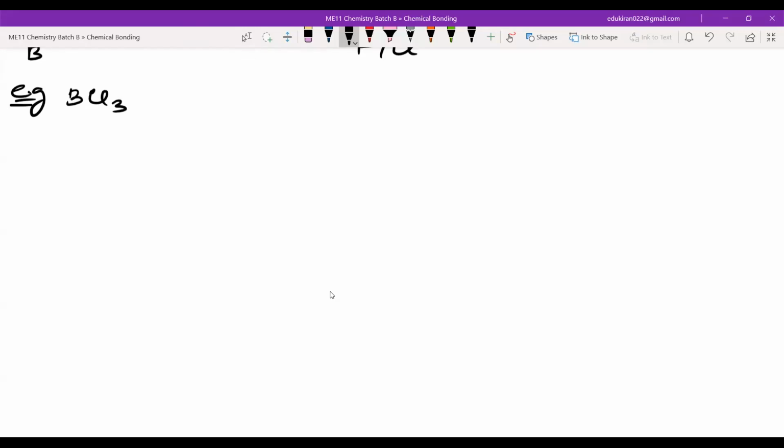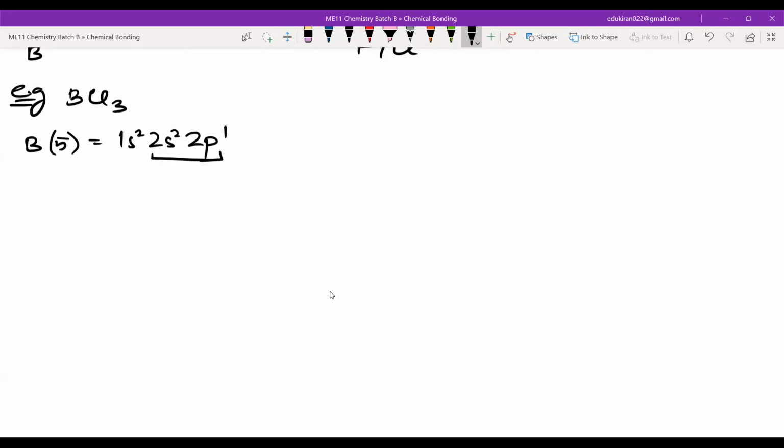Okay, so for example, here we will take BCl3. And what are the things that we have to do in BCl3? First of all, we will identify the central atom. Central atom is boron, right? And boron has the atomic number 5. So this has 1s2, 2s2. Boron has atomic number 5; beryllium has 4. So we have 2p1.